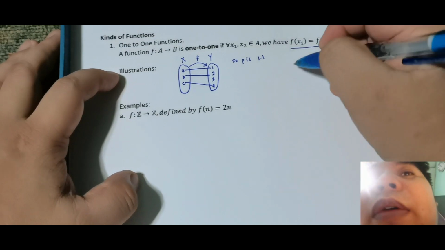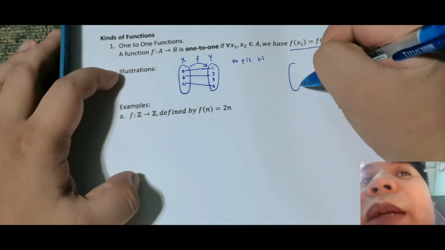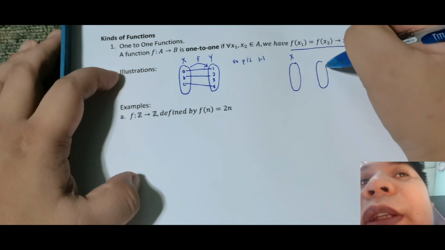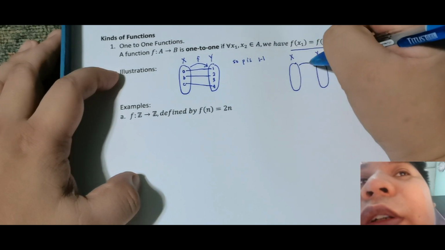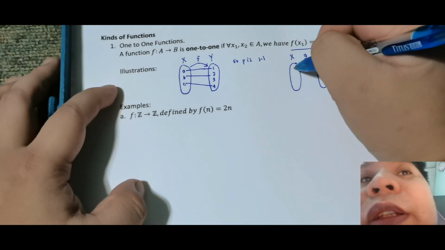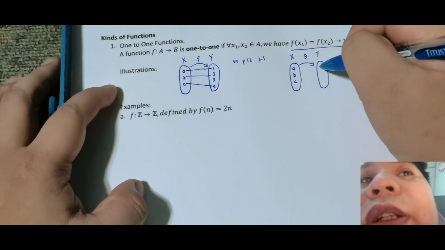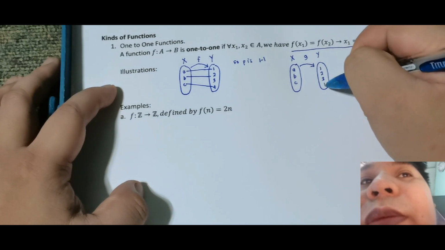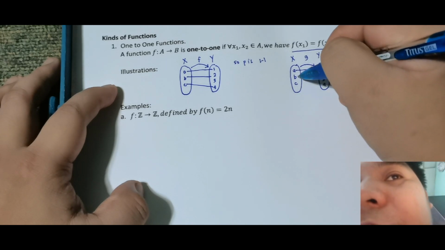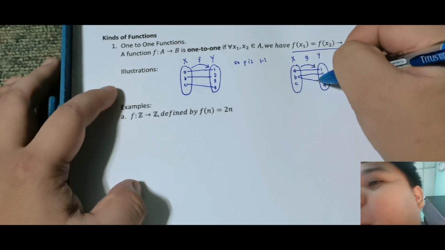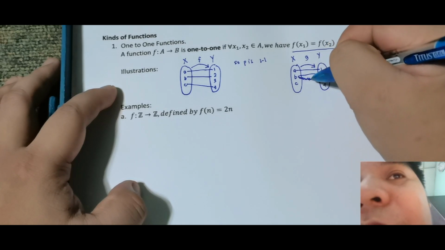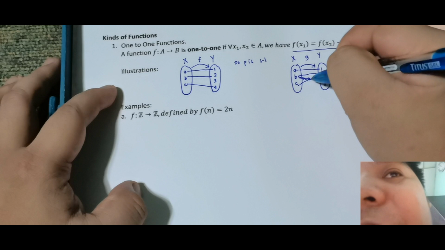Consider natin pangalawa. Ito naman, para makita nyo. This is set X ulit, then this is set Y. Consider natin A, B, C, tapos ito ay 1, 2, 3, 4. Nagmap siya dito. Nagmap siya ulit doon. Sorry, mali. Tapos nagmap siya ulit doon.